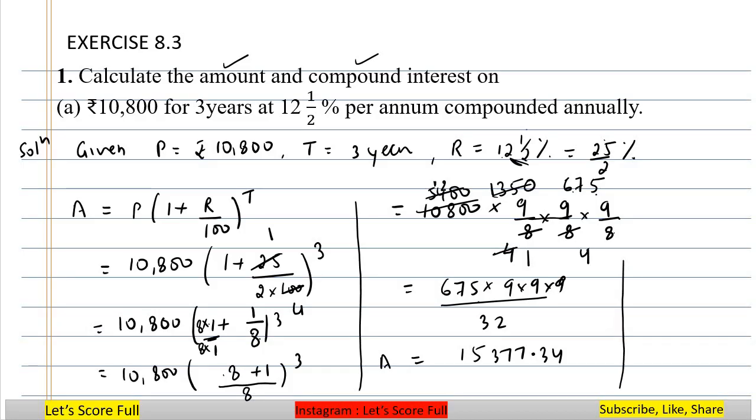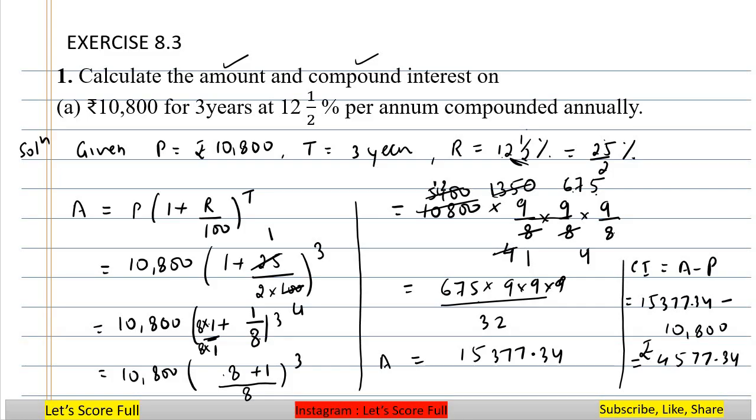But they have also asked for compound interest. So compound interest is amount minus principal. The amount I have is 15,377.34 minus 10,800, and this will give me 4,577.34 rupees.